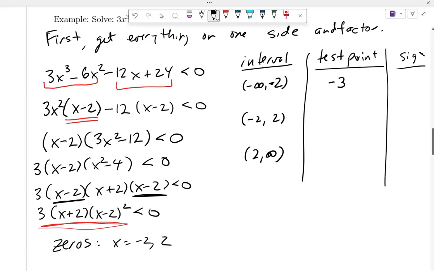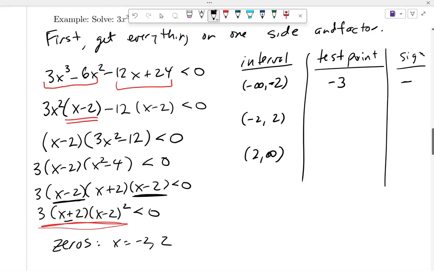Okay. If you need to write it out, fine. If you need to put it in your calculator, that's fine. But we really just care about is it positive or negative. When you put in negative 3 into the first factor, what do you get? Negative. The second factor is always positive, right? So negative times positive gives you negative, right? It's a negative sign there.